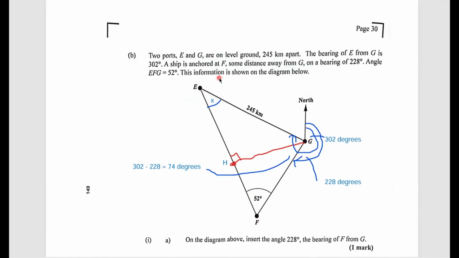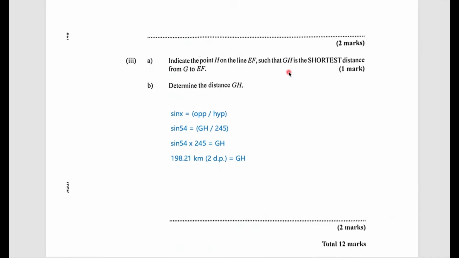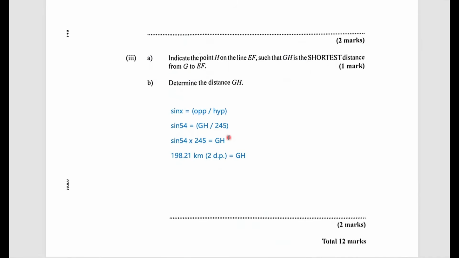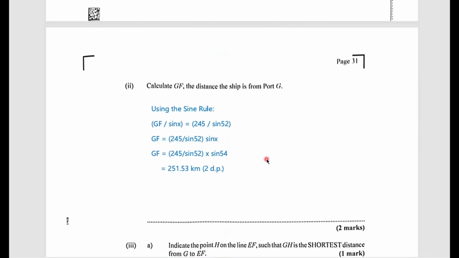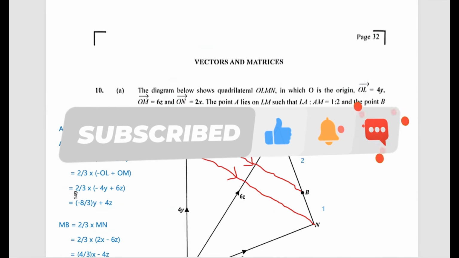And you know what X is? X is what? 54. You have the hypotenuse, 245, you could get GH. So I could say what? Sine 54 is opposite, which is GH, over your hypotenuse of 245. So GH would be what? 245 by sine 54. You have 198.21 kilometers. Yeah, 2 decimal places. And we're on to the last question.